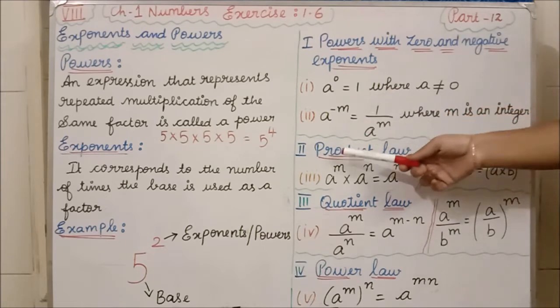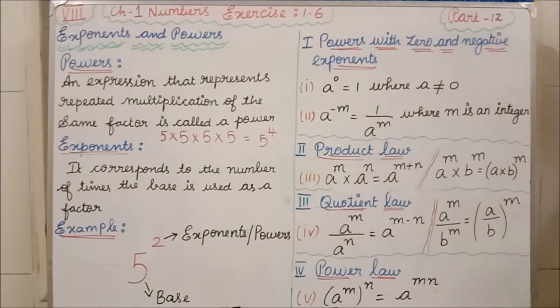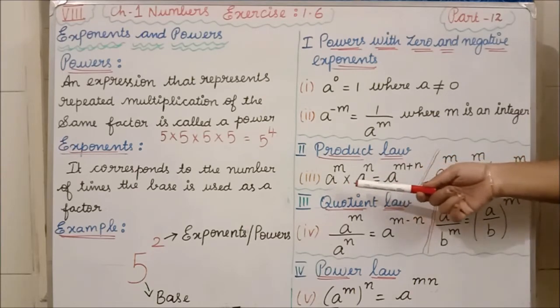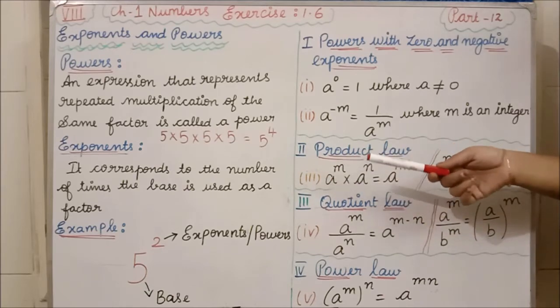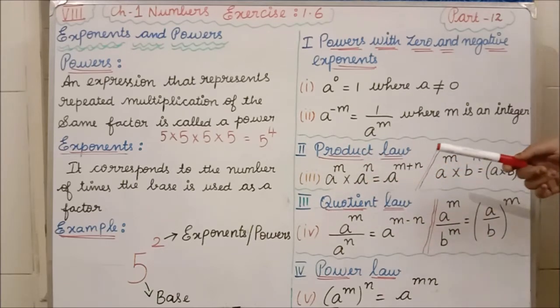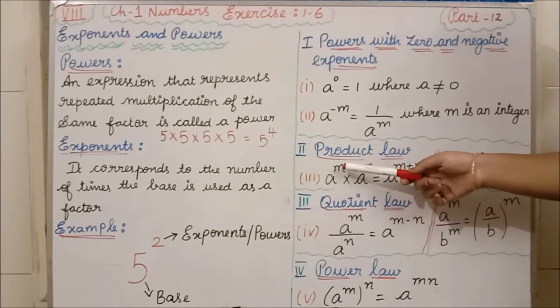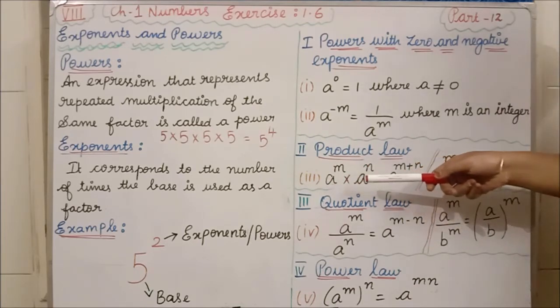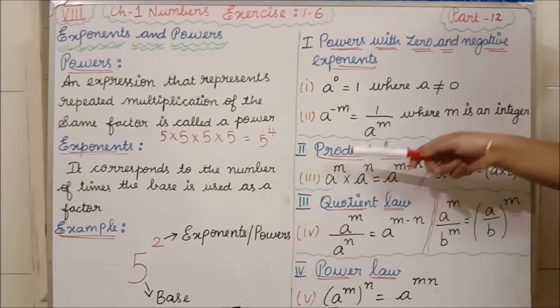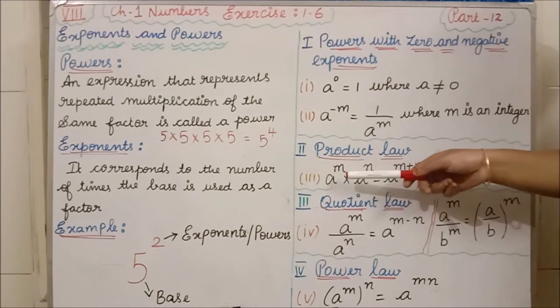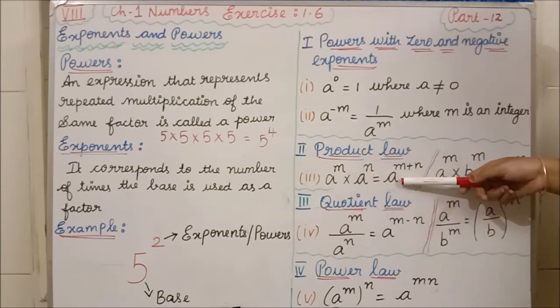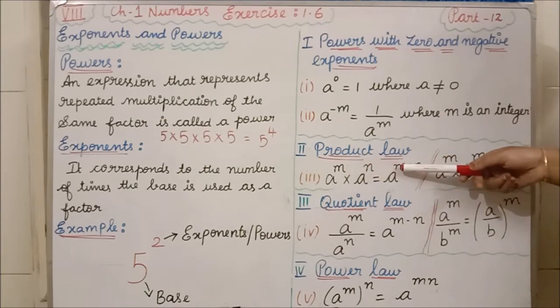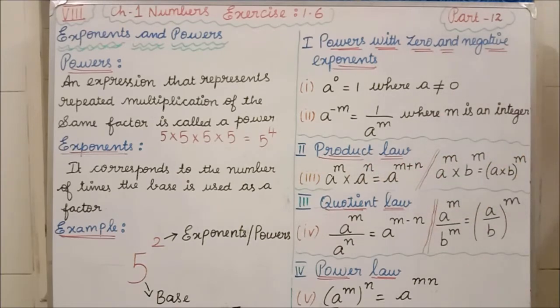Now, second, product law. In that we have two laws. The first one is when the bases are same. Here the base is A, and here also the base is A. If the bases are same, the powers should be added. Here the power is m, here the power is n. So since both are A, write one A and add the powers: m plus n. Clear all of you?